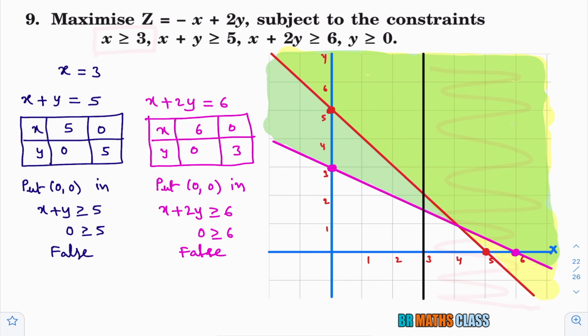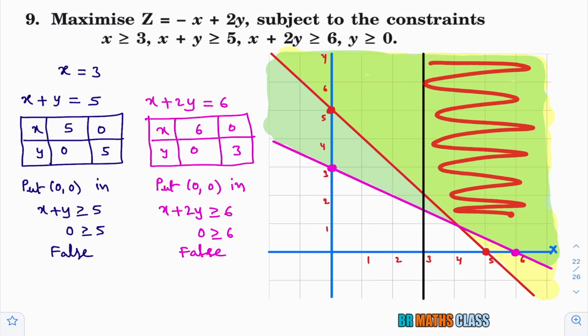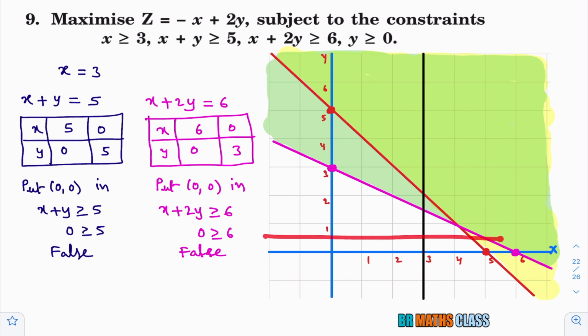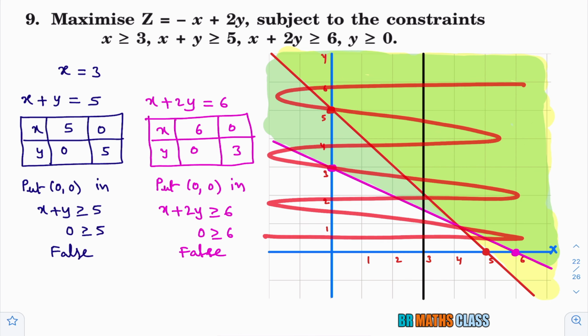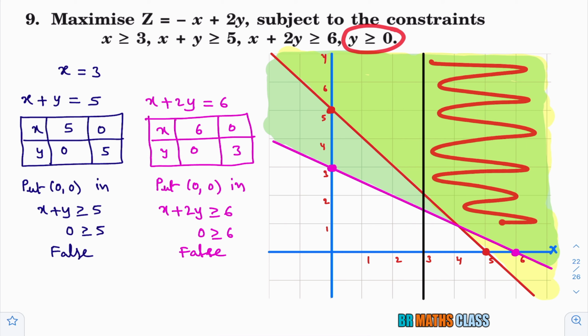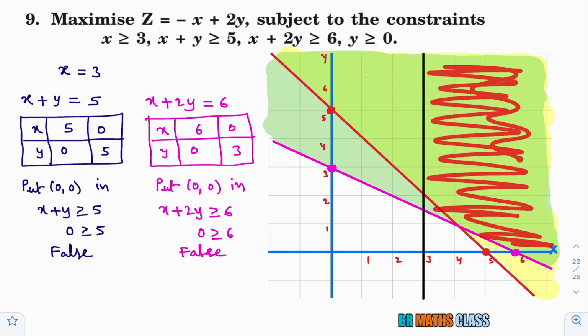Now if you observe the common region formed with these three inequalities, where is the common region? Please observe carefully. See, this is the common region. Y greater than or equal to 0 means this whole thing will come. But when we see the common region with all the inequalities, this is the feasible region. I hope you are understanding. This is the feasible region.